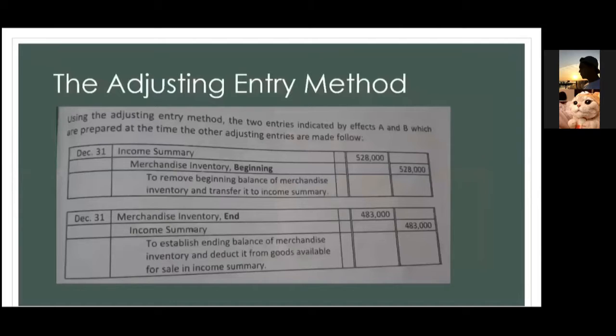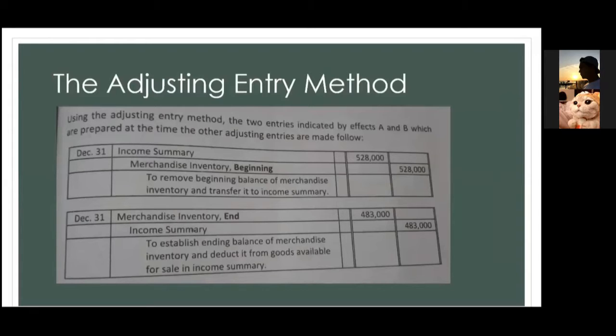And next is yung adjusting entry method naman. So just like what I have mentioned earlier, there are two steps in order to achieve the objective of setting up the merchandise inventory at the end of the period. And for the adjusting entries necessary in the merchandise inventory account, let us first recall that merchandise inventory is an example of an asset account. And as an asset account, the normal balance is debit. So therefore, this beginning balance, 528,000, is actually a debit balance.